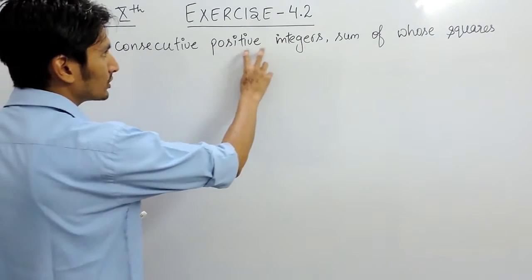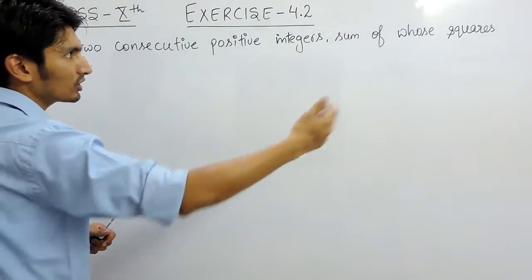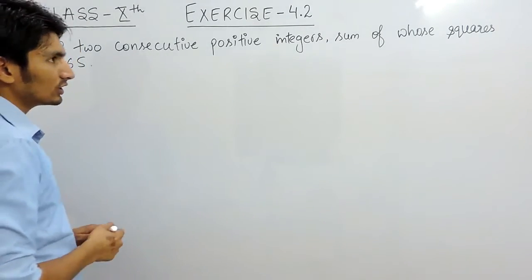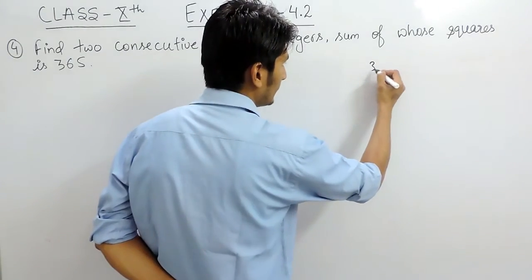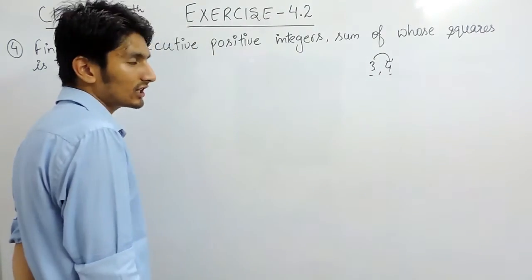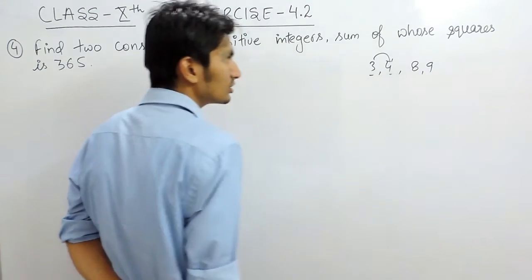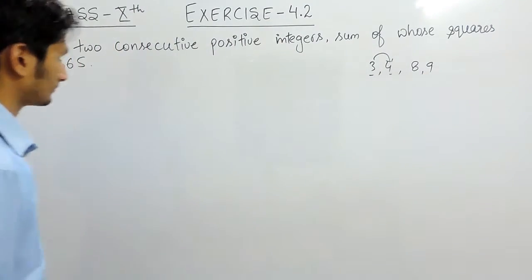We know that positive integers are basically 1, 2, 3, 4, 5, 6, 7 with a positive sign, and consecutive means numbers one after another. So 3, 4 are consecutive numbers. Similarly 8, 9 are consecutive numbers, and so on.